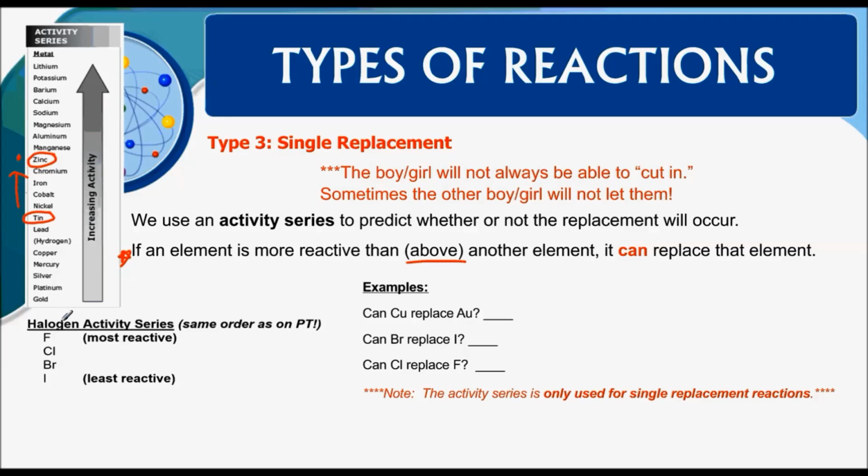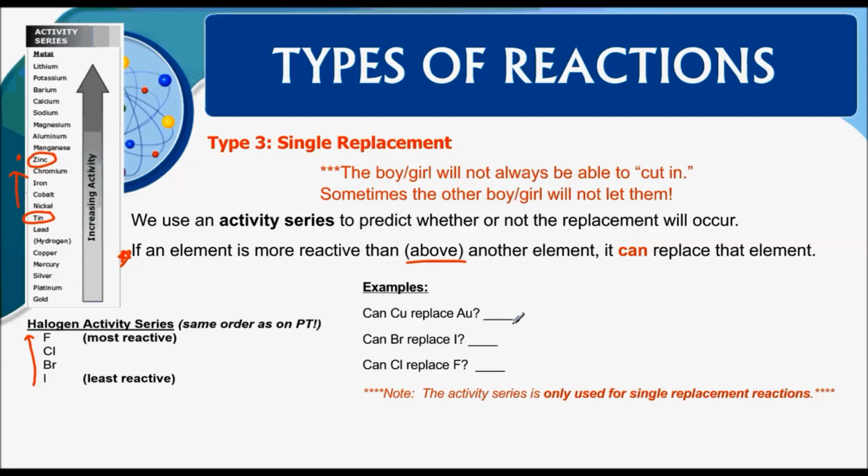Okay. For our halogens, this is the same order as on the periodic table. Fluorine is the most reactive, iodine being the least. So it also increases going up just like it looks on your periodic table. So let's look at some examples here.